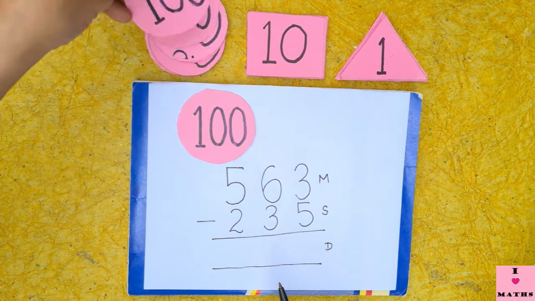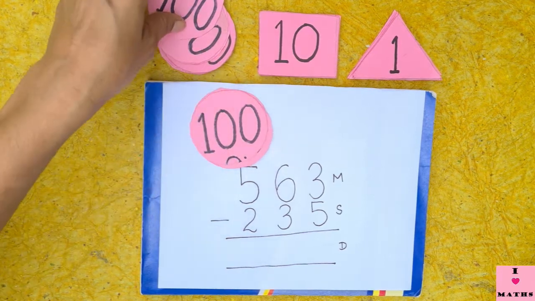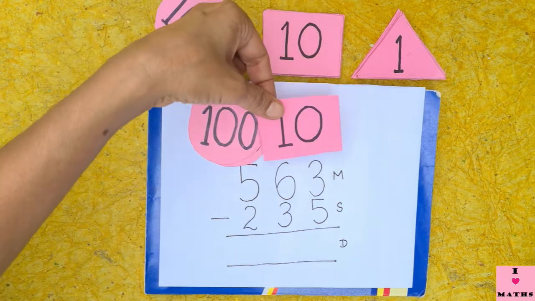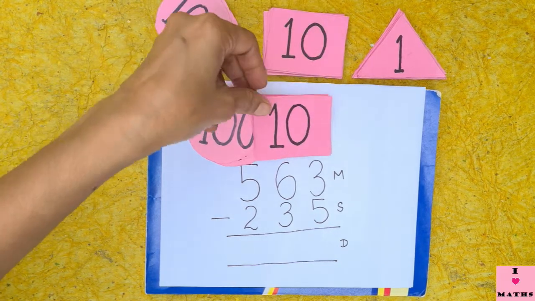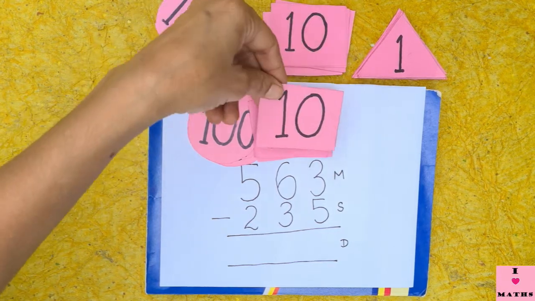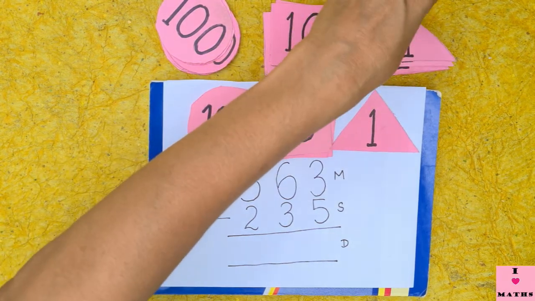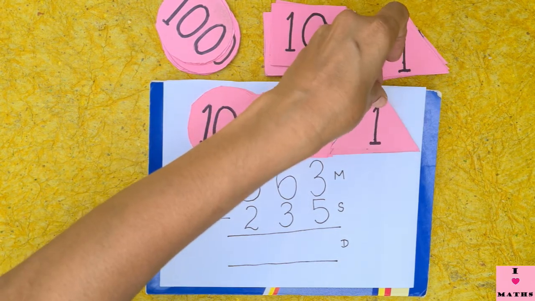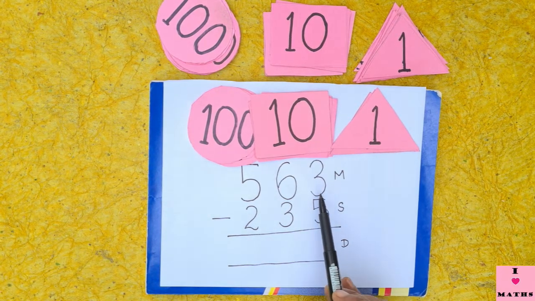100, 200, 300, 400 and 500. Okay, after 500, 60. 10, 20, 30, 40, 50, 60. Now 3. 1, 2, 3. Okay children, now since 5 is bigger than 3, 5 cannot be subtracted from 3.